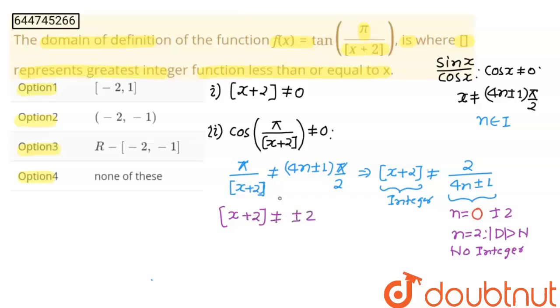And from here we can take 2 out because 2 is an integer. So we can write [x] + 2 should not be equal to plus minus 2. When I take the plus sign, we get [x] not equal to 0. And when I take the minus sign, we get [x] not equal to minus 4. No problem.